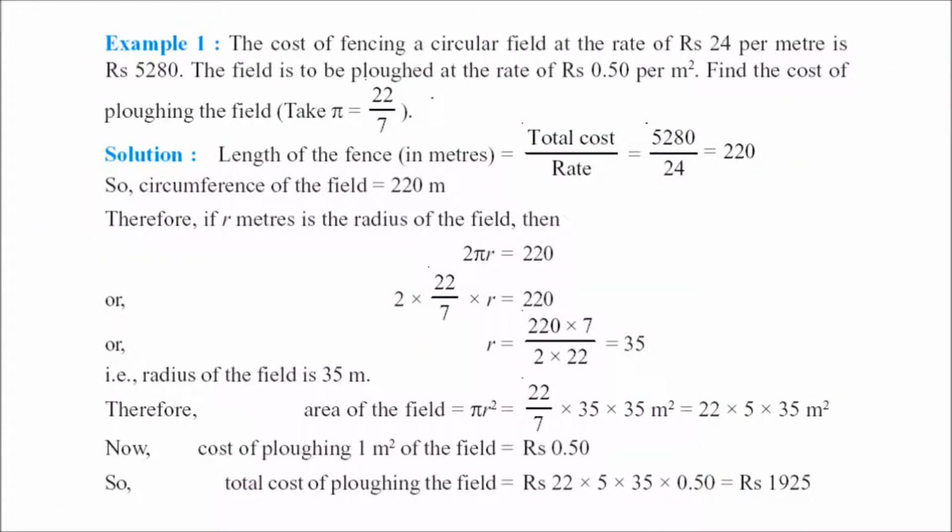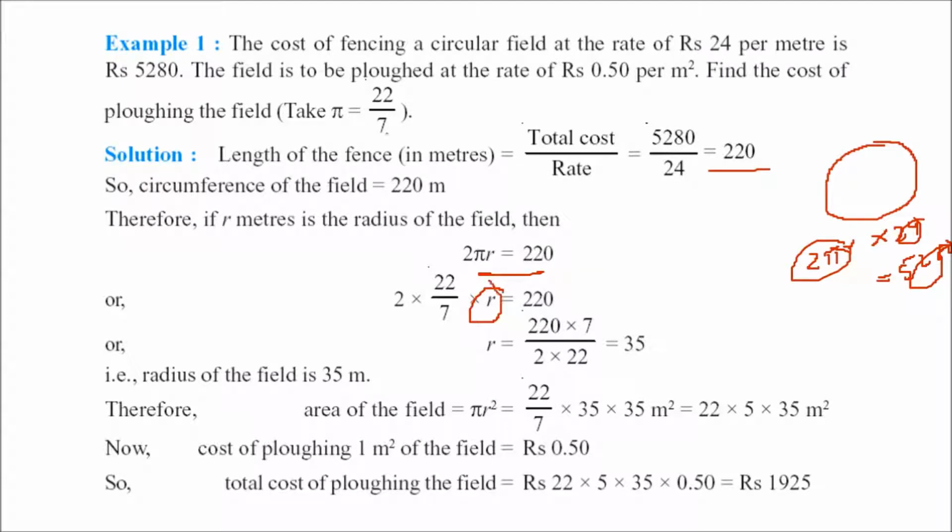Let us see an example. The cost of fencing a circular field at the rate of rupees 24 per meter is 5280. So this is your circular field, and the cost of fencing is 5280. So if we have the circumference as 2 pi r, if you multiply this by 24 per meter, it gives you 5280. So if you want to find out the length of this 2 pi r of the fence, you have to divide 5280 by 24. That is what is done. So this is 220. Now 2 pi r is 220.